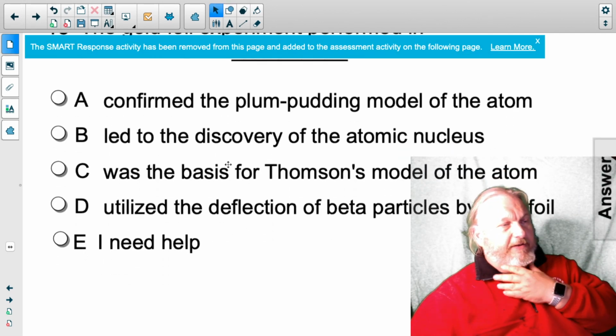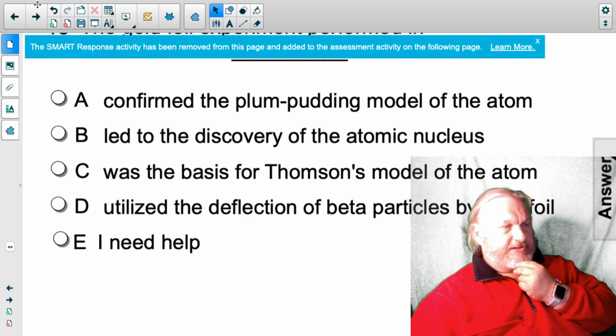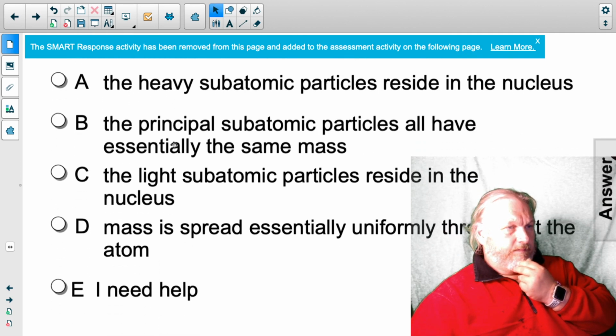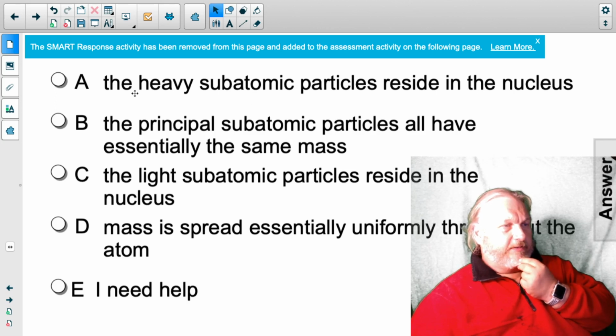So it led to the discovery of the atomic nucleus? Yes. A is correct. The heavy subatomic particles reside in the nucleus.